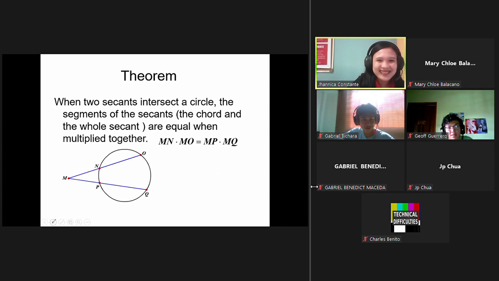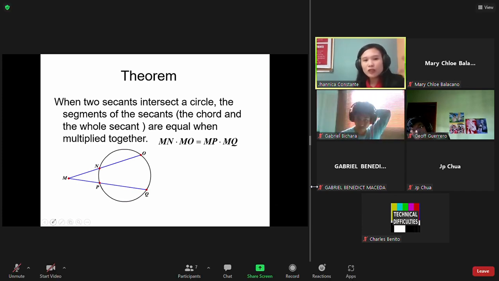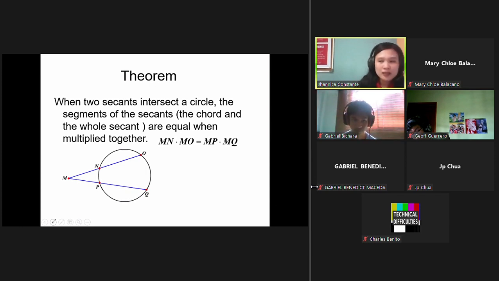The next theorem: when two secants intersect a circle, the segments of the secants or the chord together. It means two chords or two secants of your circle will combine, or they will be forming one angle only. Just like what we have here on the screen. And a segment, which is MN or a line segment MO. And we have also line M.